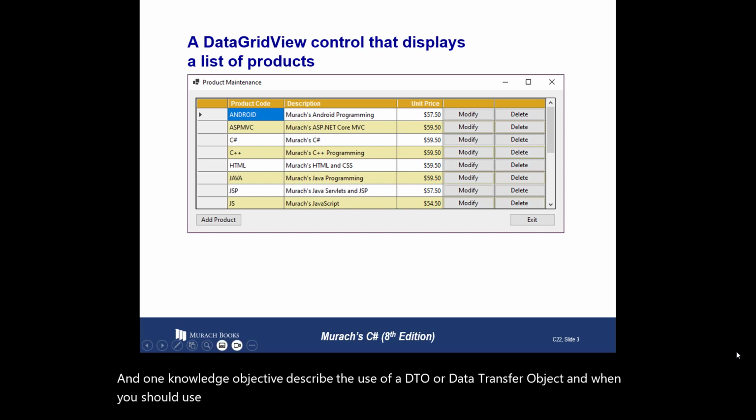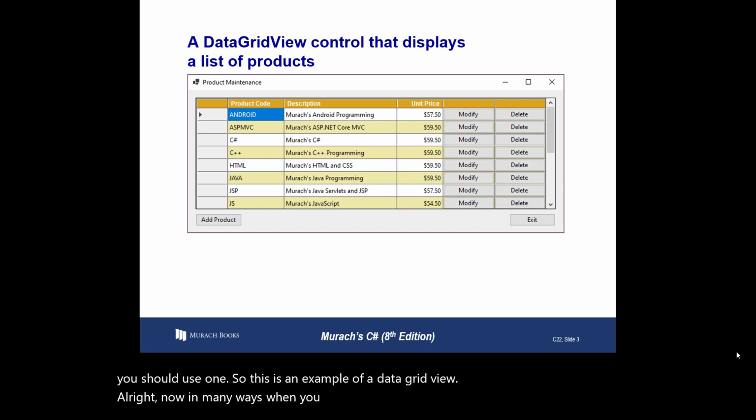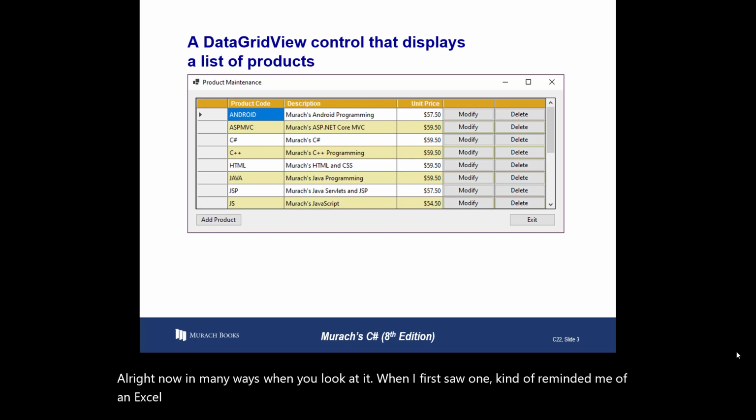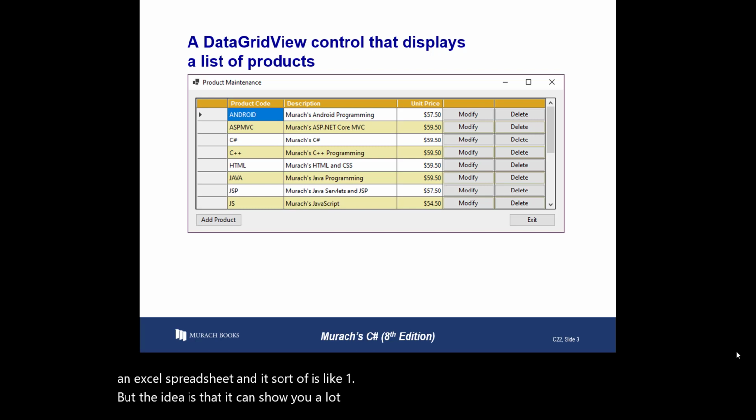So this is an example of a data grid view. When I first saw one, it kind of reminded me of an Excel spreadsheet. And it sort of is like one. But the idea is that it can show you a lot of data. A lot of database data.